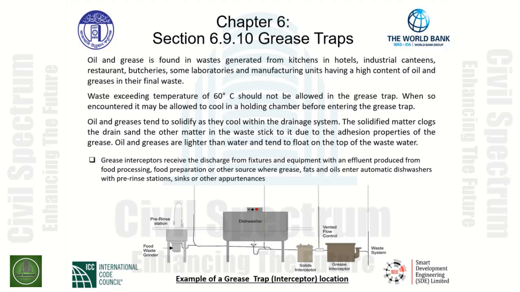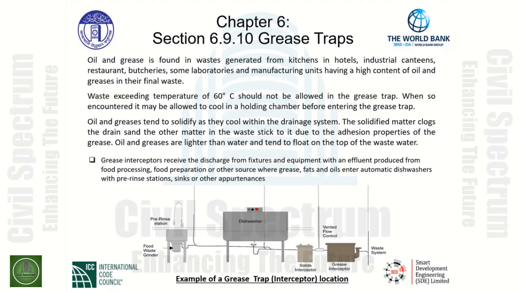Thus, they are buoyant. Grease interceptors receive the discharge from fixtures and equipment with an effluent produced from food processing, food preparation, or other source where grease, fats, and oils enter automatic dishwashers, perhaps, with pre-rinse stations, sinks, or other appurtenances.